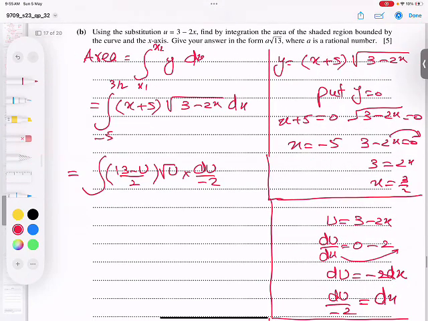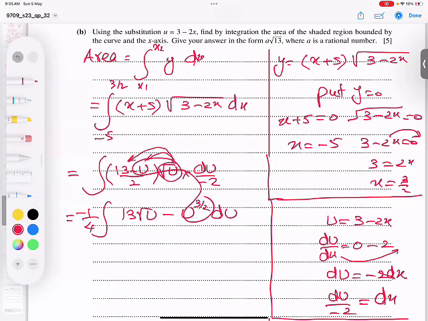Now the 2 twos are 4 and will go out. This makes the question easier, and the negative sign too. And what do I get inside? I get 13 root u minus u to the power 3 by 2 du. Oh, hold on. Root u multiplied with this, we get this one. When root u multiplies with this u, we get 3 by 2. How? Half plus 1 is 3 by 2. And this is negative 2, 4.